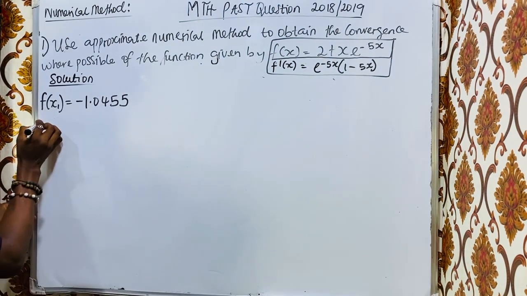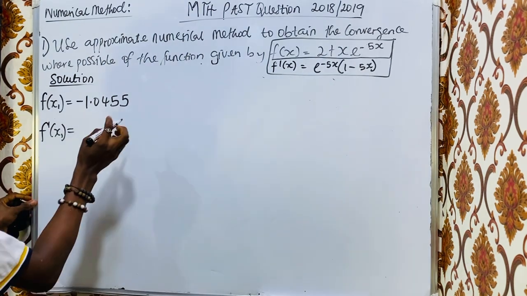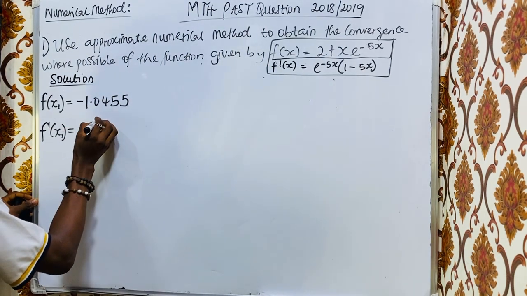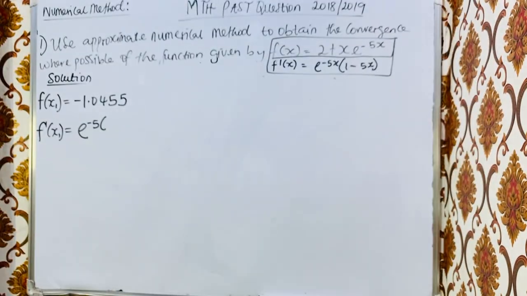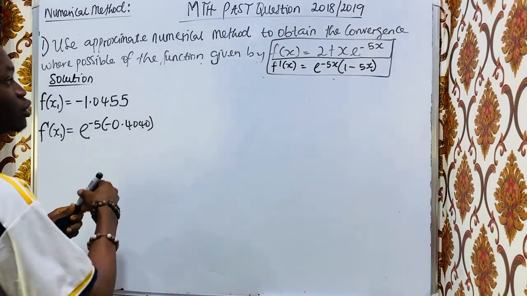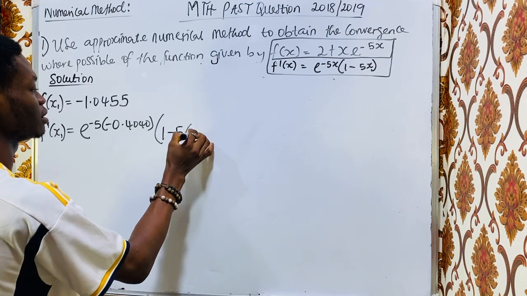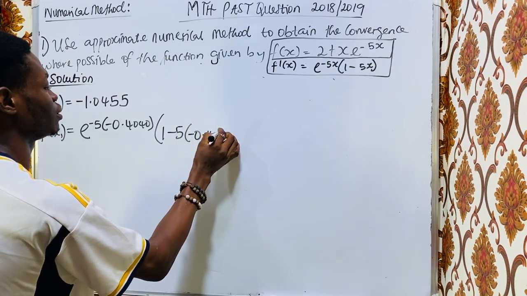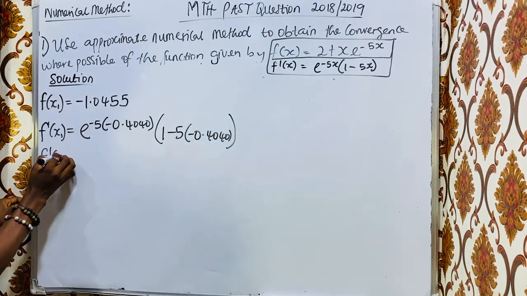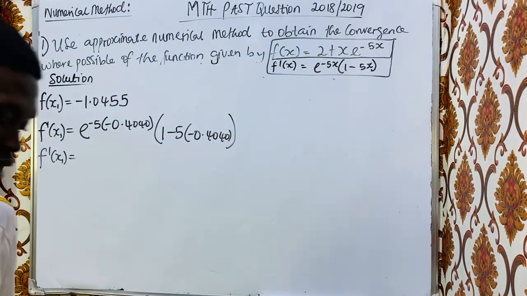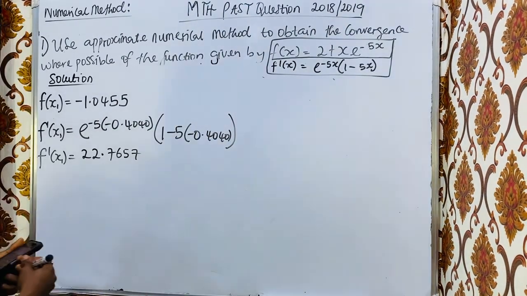Which other thing is remaining? We are going to find f prime of x1. So f prime of x1 is exponential negative 5 times the value of x1, times 1 minus 5 times negative 0.4040. When you do it well, let's punch it in our calculator, this is the answer you are going to get.